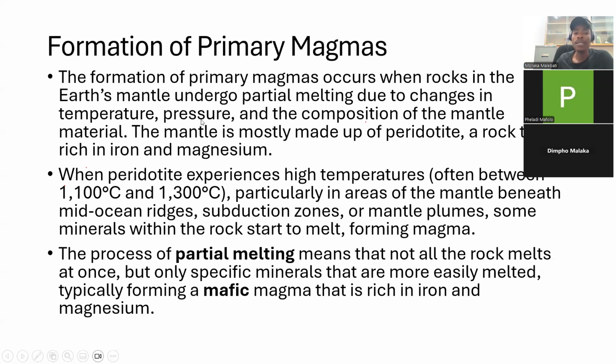Now, how do the primary magmas form? Obviously, they would form during what you call partial melting. Okay, partial melting of the mantle rocks. Sorry, so mantle rocks such as the peridotites. Okay, peridotites are rich in magnesium and iron within the mafic materials. All right, within the mafic materials.